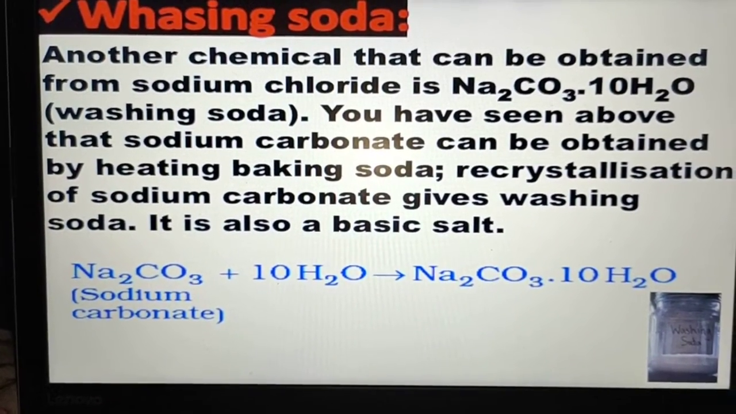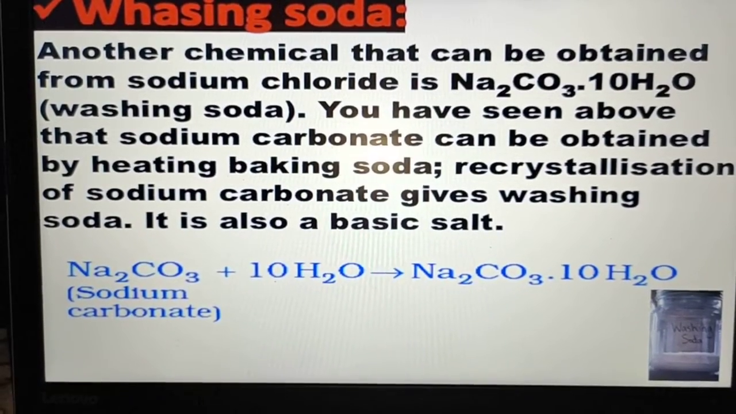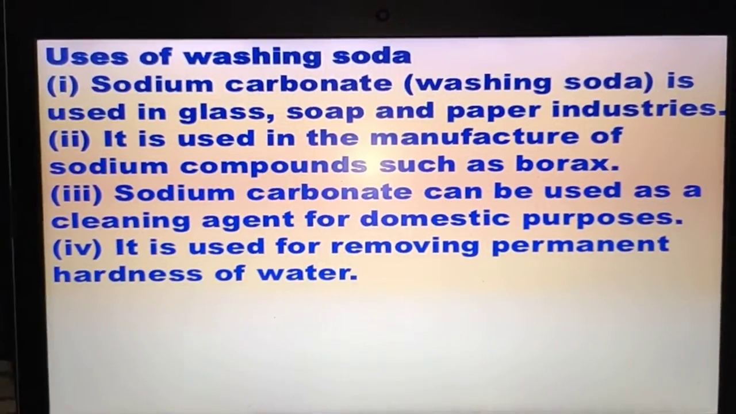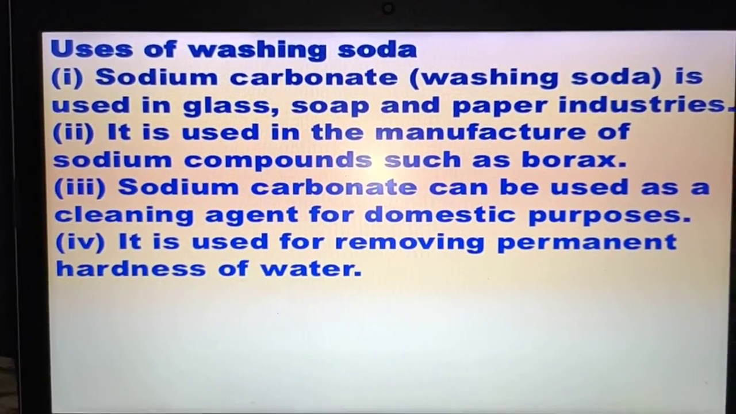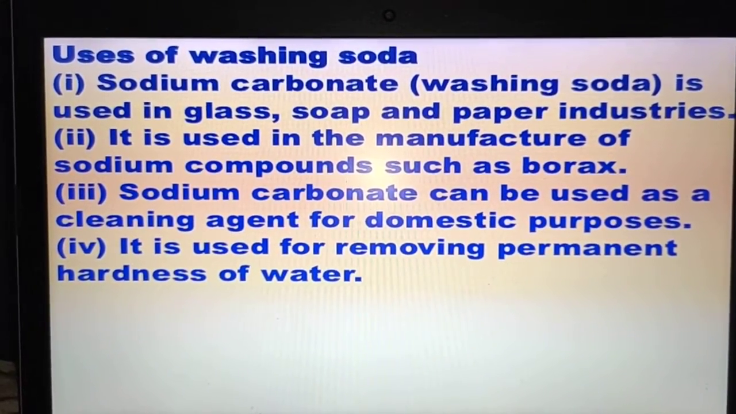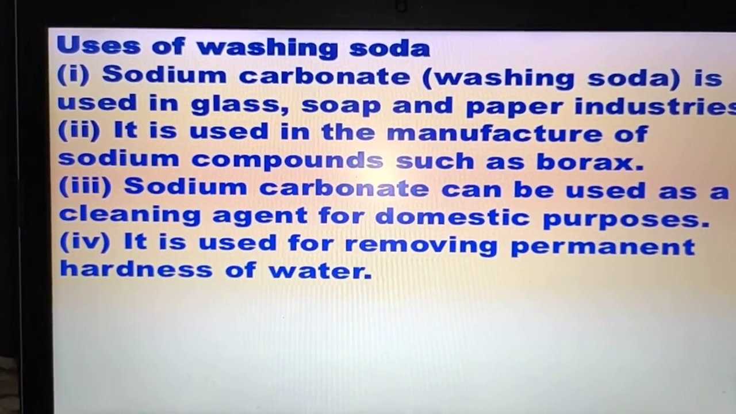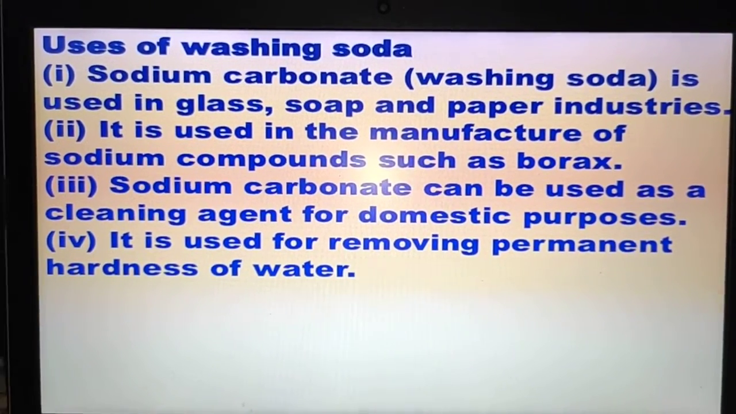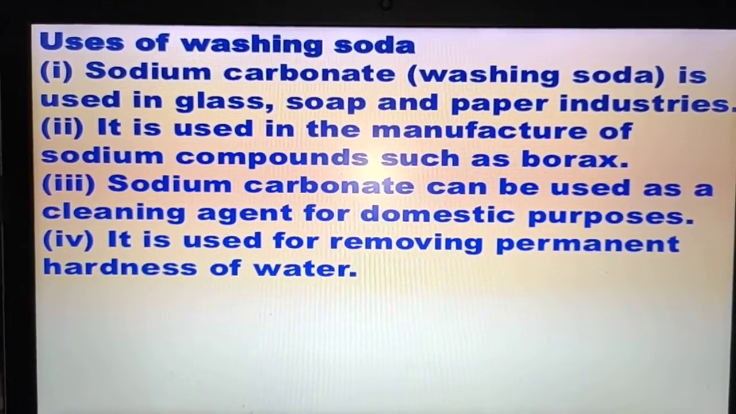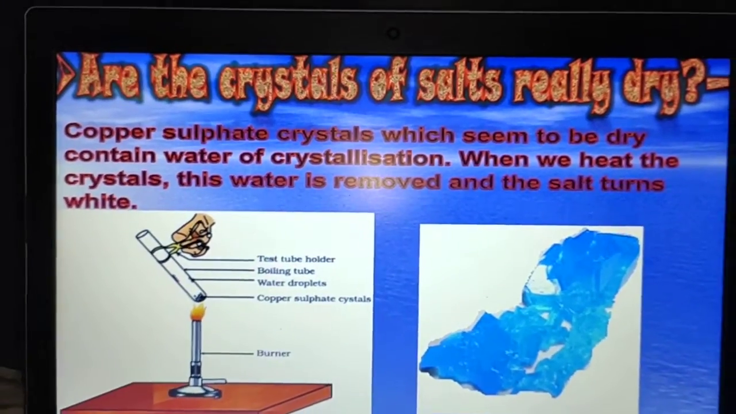So Na2CO3 plus 10H2O, 10 molecules of water, we combine to get Na2CO3.10H2O. Here are the uses. Sodium carbonate, washing soda, is used in glass, soap, and paper industries. It is used in the manufacture of sodium compounds such as borax. Sodium carbonate can be used as a cleaning agent for domestic purposes. It is also used for removing permanent hardness of water.